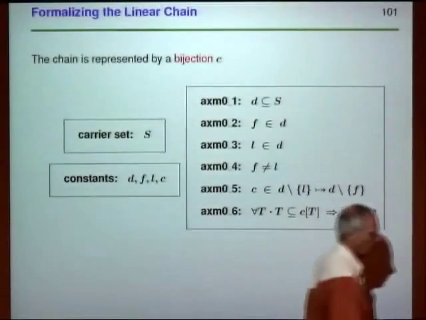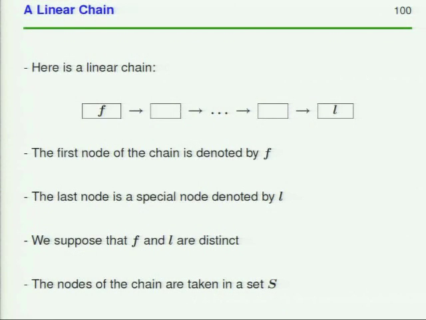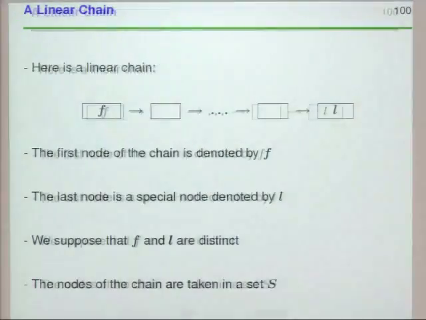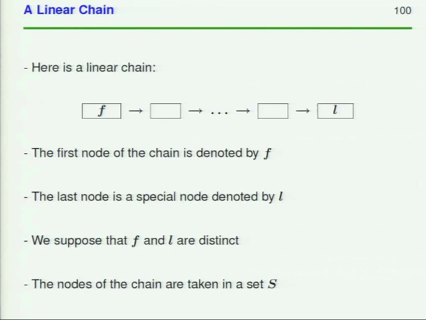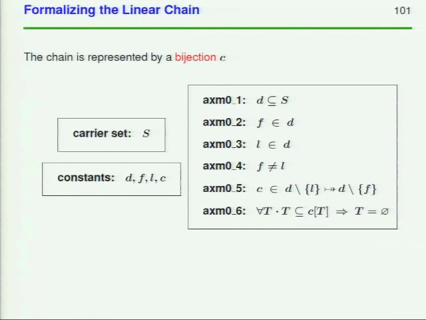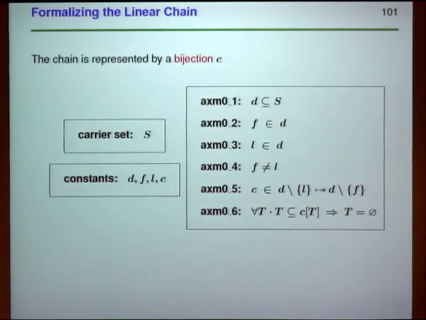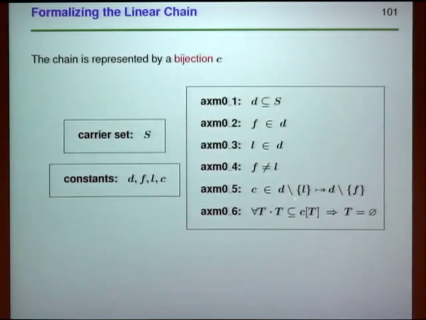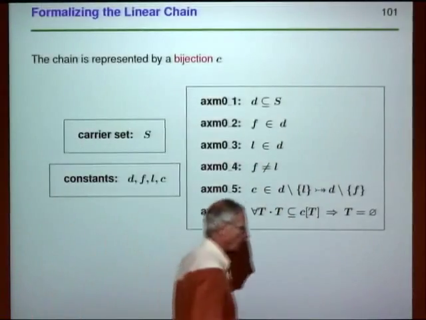So we go from here to here. And this is a bijection from D minus L, so from this set, to D minus F. And so it's a bijection, and it's written like this. It's an injection, and it is a surjection. So all the elements are taken in the range. And now I have this strange thing here, which expresses that it is a finite linear chain. So let me do an aside here.